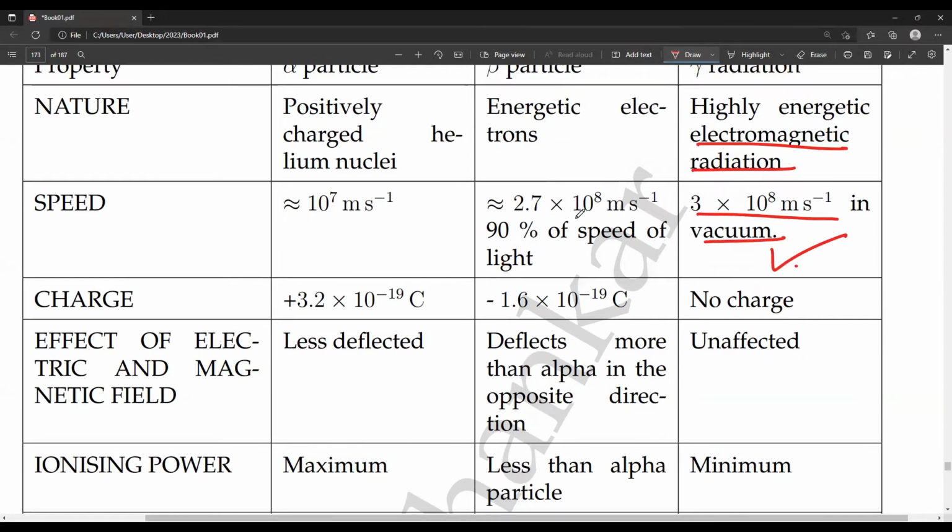Moving ahead. What is the charge? Now see, the alpha particle has two protons, so 1.6 into 10 to the power minus 19 into 2 will give you this much, plus. This is an electron, so it will be negative 1.6 into 10 to the power minus 19. And gamma is electromagnetic radiation. It has no charge.